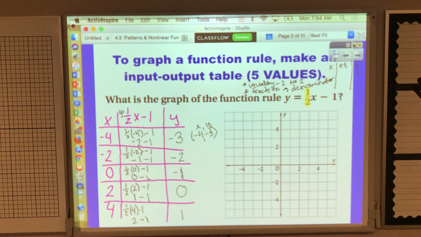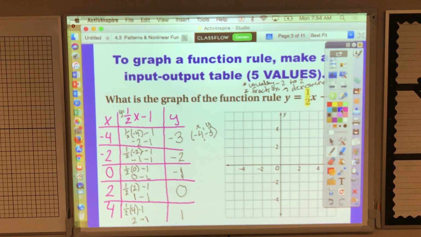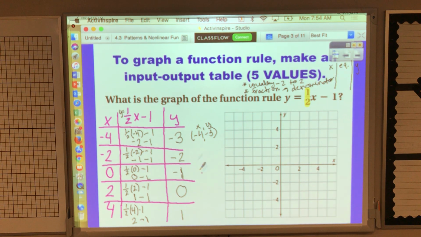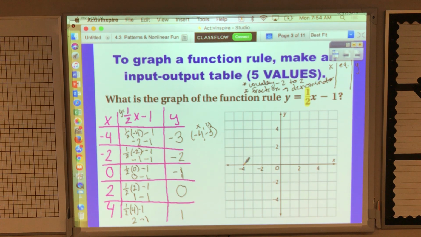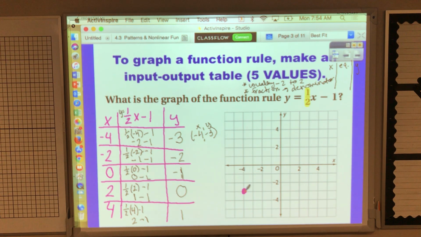So to graph that function, I'm going to change my pen size here. I'm going to plot my ordered pairs. My first ordered pair is -4, -3. So on my x-axis, I'm going to go to -4 and down -1, -2, -3. And there's my first dot. Second ordered pair here, -2, -2. So I'm at -2, going down to -2. At 0, I'm at -1. At 2, I'm at 0. And at 4, I'm at 1.